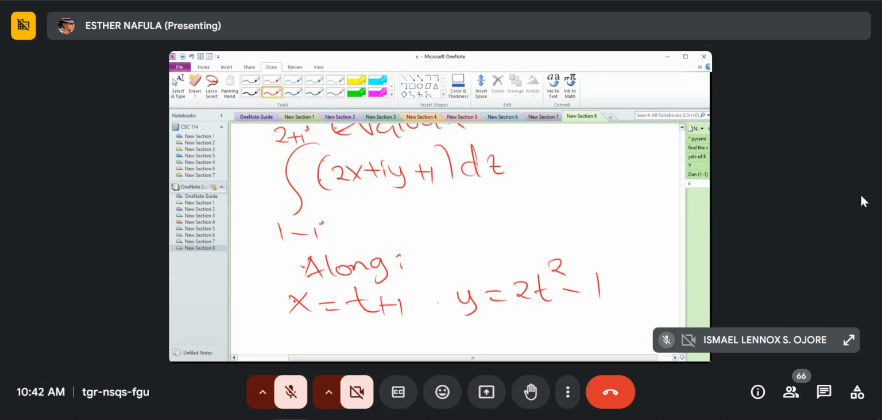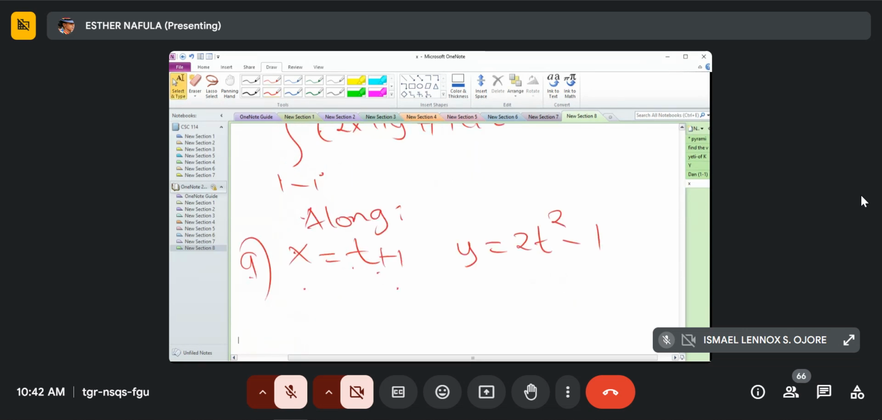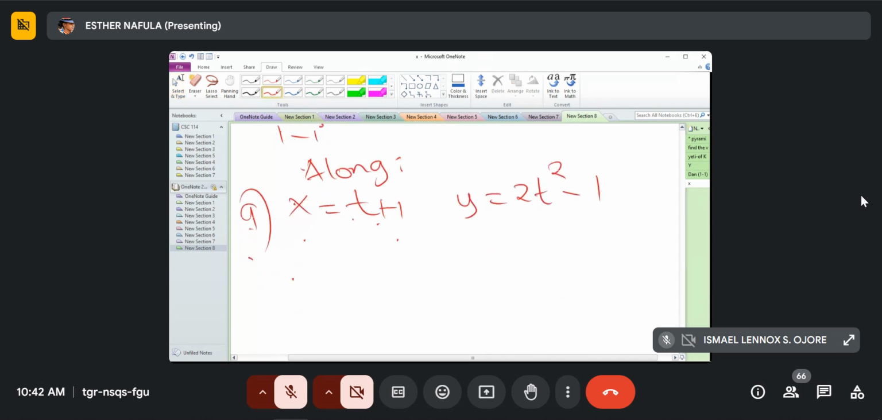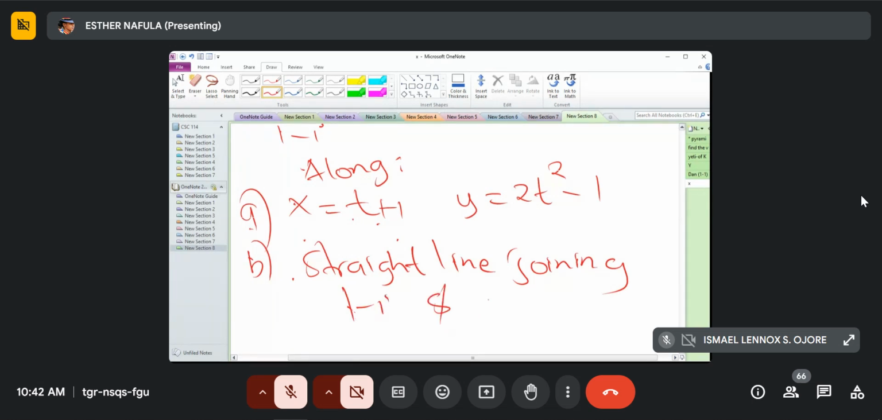Now I can actually add more assignments. So I can say this is part A, then there will be a part B where you'll go and do that. So part A, you have the parametric equations. Part B is just what we've done previously, a straight line joining 1 minus i and 2 plus i. So we go through part A and then we should be able to stop.